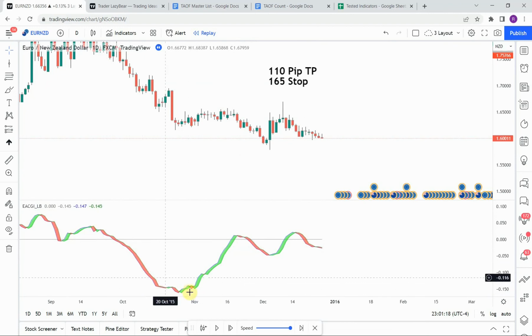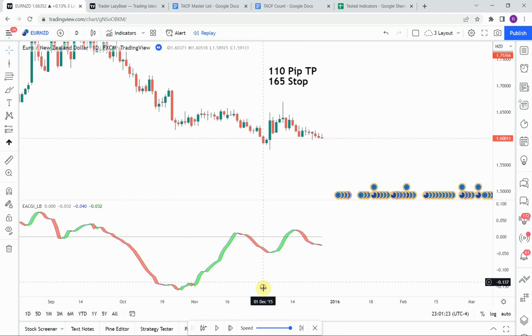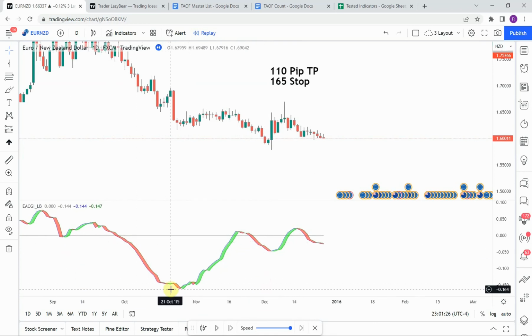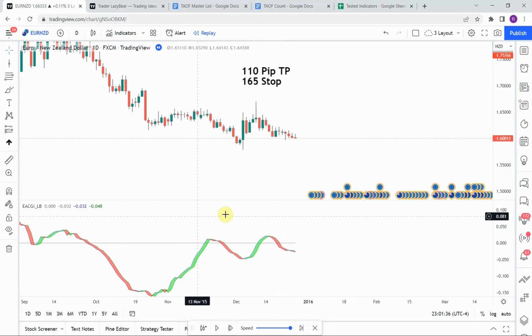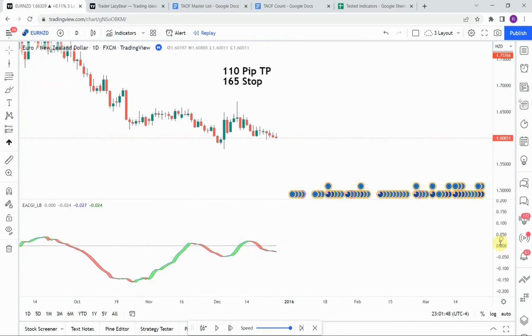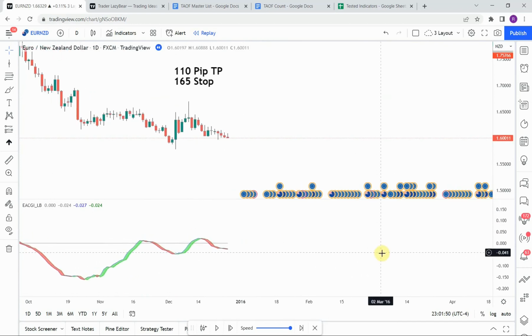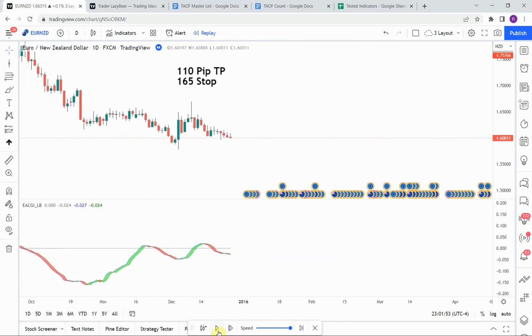When the ribbon is in the lower position below the zero line, what we're going to look for is when we get a switch to green. So when the ribbon turns green, we are going to go long. Then on the reverse side, when the ribbon is in the upper position above the zero line, we are going to look for it to turn red, and that is going to be a short signal. So that's what we're looking for. Let's go ahead and get on with the testing and see what we can get out of this.